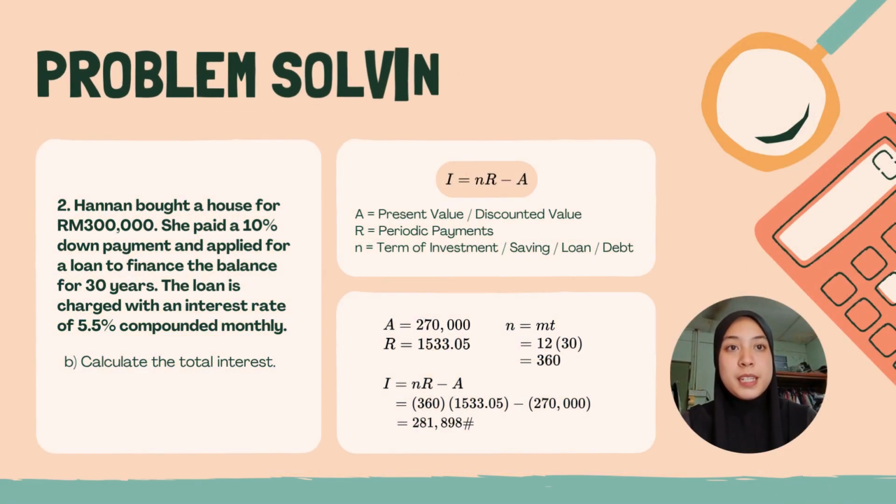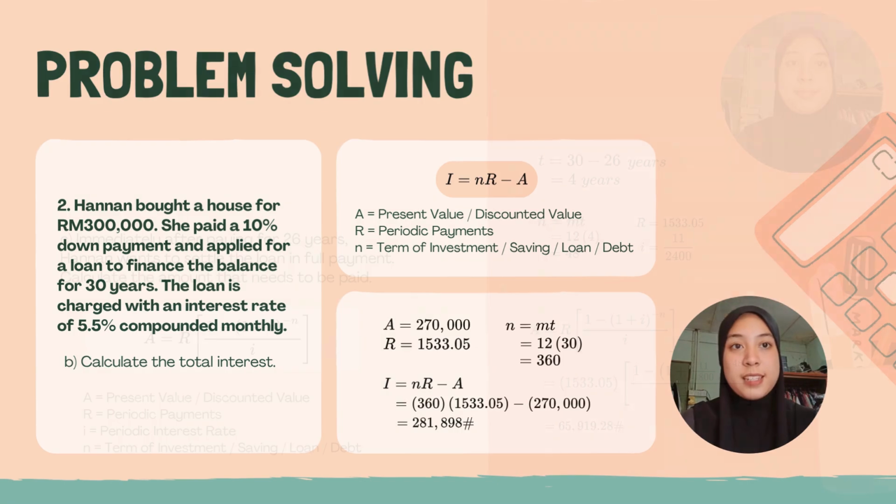Next question, B. Calculate the total interest. For this question, we need to use the formula of interest, which is I equals NR minus A. From the question, it is given the value of A is equal to 270,000, R is 1533.05 and N is 360. Substitute all the values into the formula and we will get the total interest, which is 281,898.